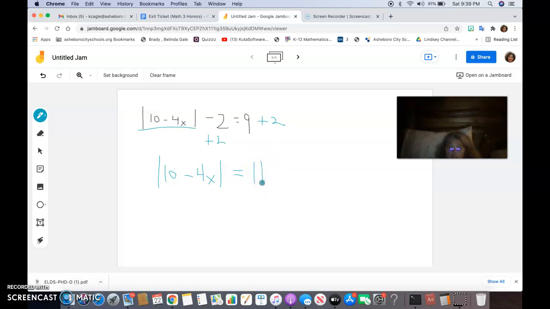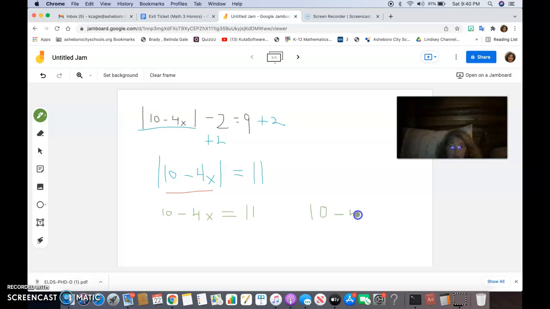Once you have the absolute value isolated, you're going to create 2 problems. You're going to set your absolute value, which is this, equal to a positive answer and a negative answer and solve for both. So what I would do is I would say 10 minus 4x equals 11.